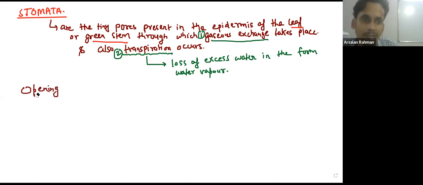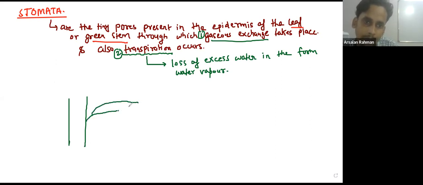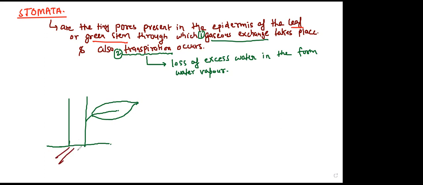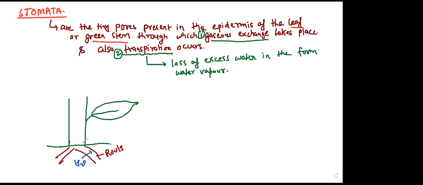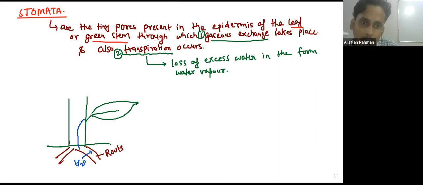Let me explain transpiration a little bit more. Suppose this is a plant and this is a leaf. This is the root, in the soil. Yes or no? These are the roots. Through roots, what will enter inside the plant? Water will enter inside the plant and it will go to the leaf.